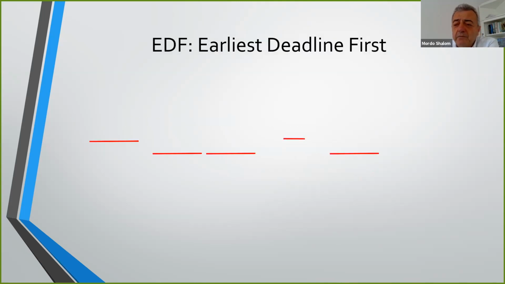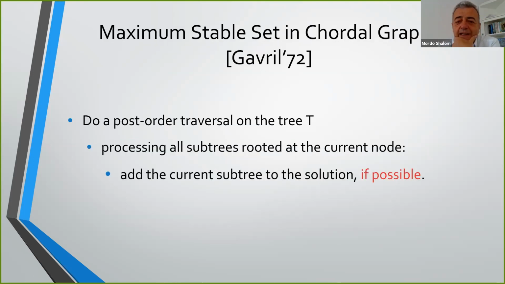Now, I was unable to find out when this algorithm was discovered. So it's at least, I think, more than 60 years, but I don't know the exact number. Now, another algorithm, which is an extension of this algorithm, is by Gavril, published in 72, to find the maximum stable set or maximum independent set in chordal graphs.